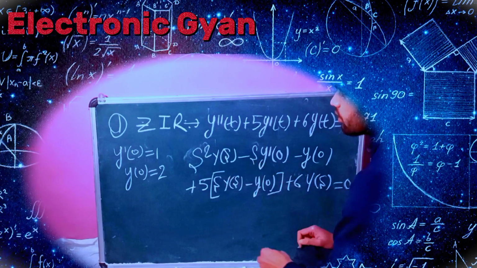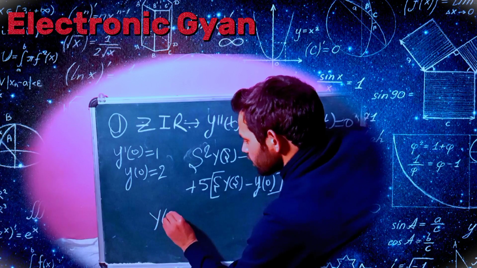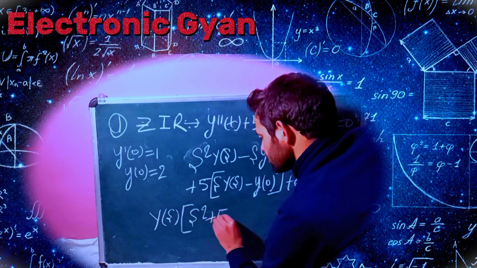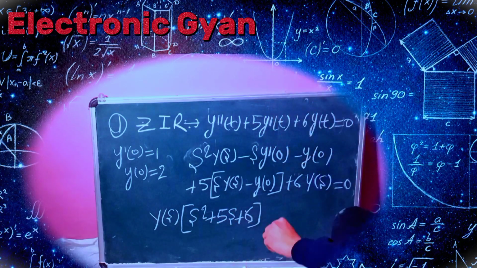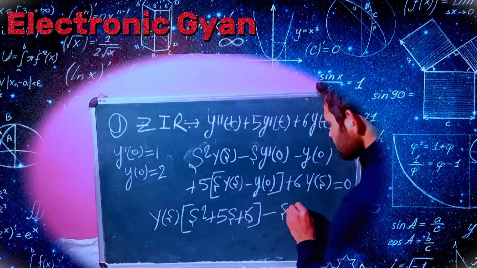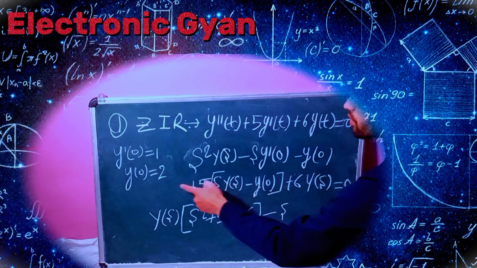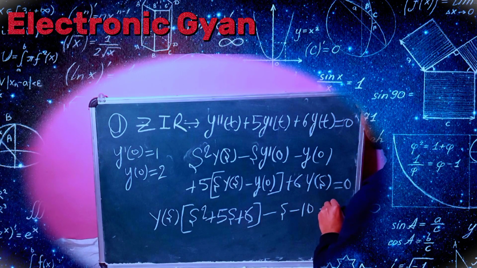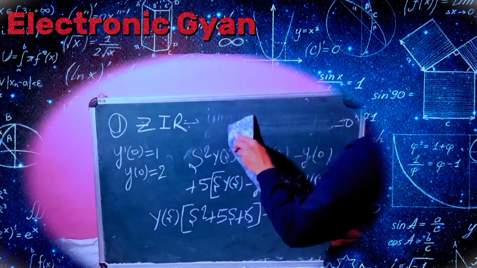What will we get here by putting in the initial condition? Taking y of s common, we get s square plus 5s plus 6, and here it is minus s, then here it is 5 times y of 0, y of 0 is 2, so minus 10, is equal to 0. Okay, so then what we will get here, I am going to rub this.